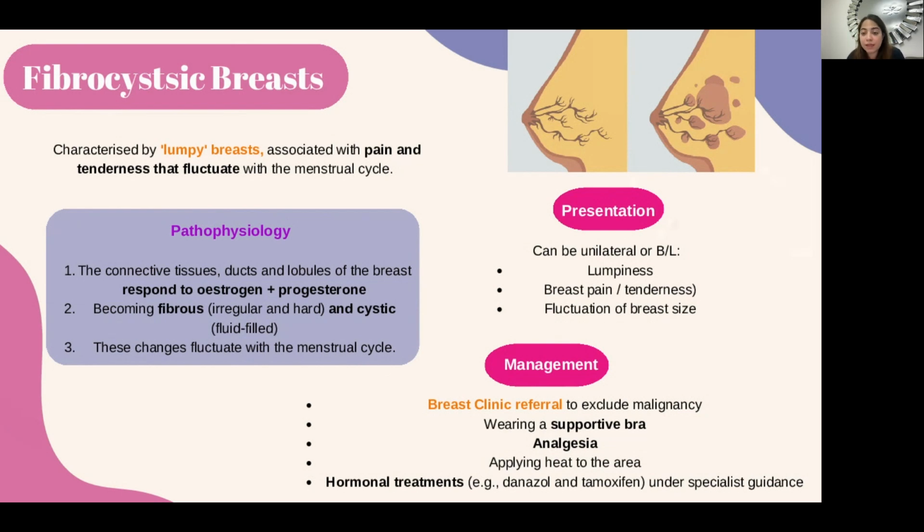If it's a very extreme scenario and patients are in a lot of pain or it's causing a lot of issues and discomfort, then you can refer to breast consultants or clinics where they might consider hormonal treatments that will help with the symptoms that they're getting. So it's good to be aware of that, because sometimes, even though they are still benign, patients can actually be in a lot of pain and discomfort. So there's more than just reassurance and painkillers available in this scenario.